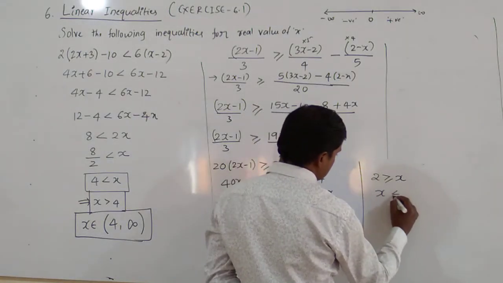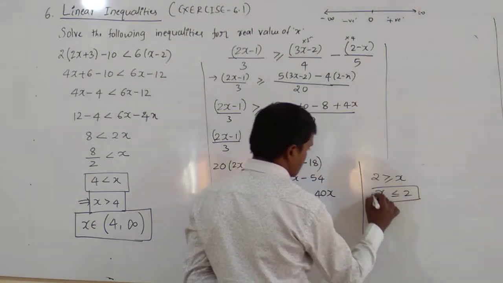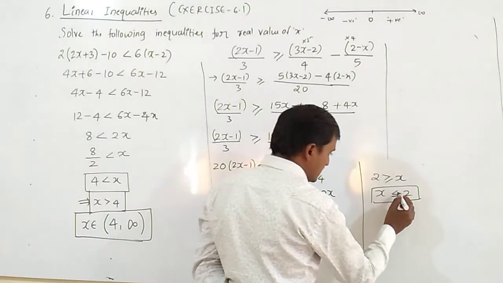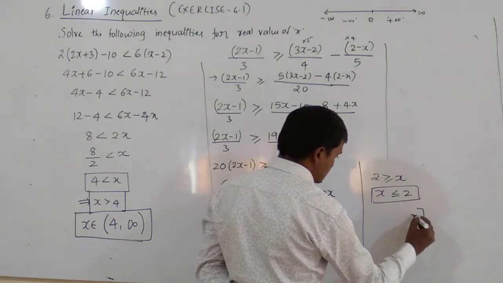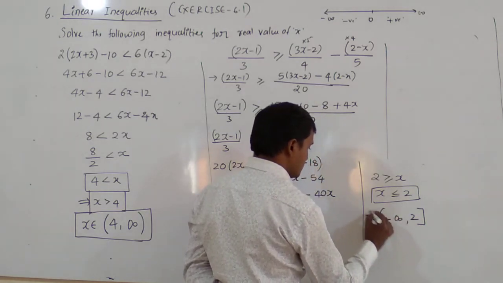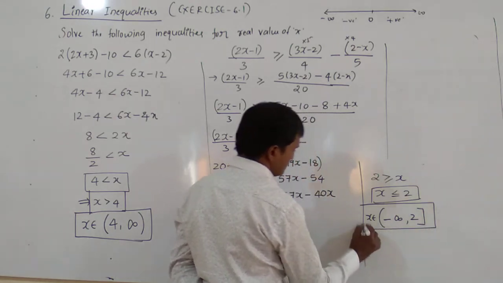This implies x is less than or equal to 2. X is less than or equal to 2, right? So clearly, less than or equal to means it is closed, up to minus infinity. X belongs to this interval.